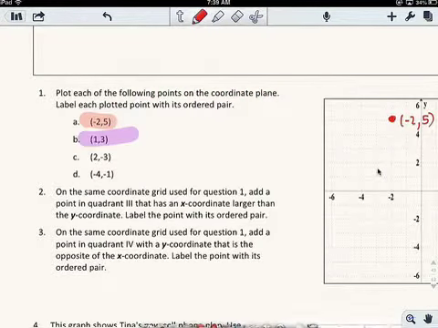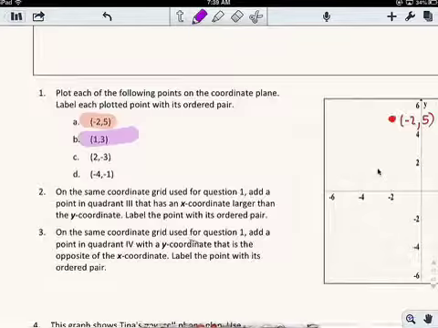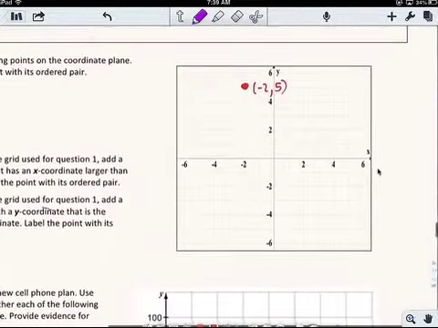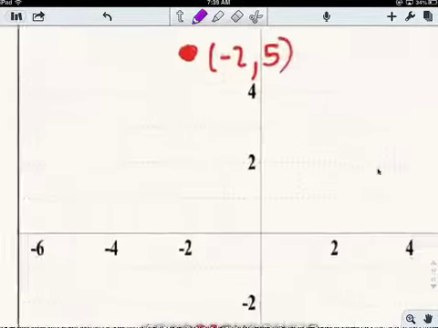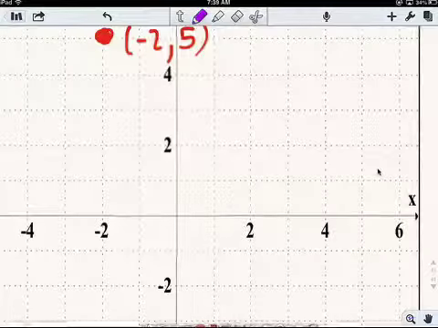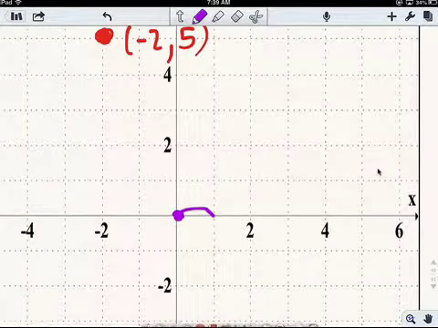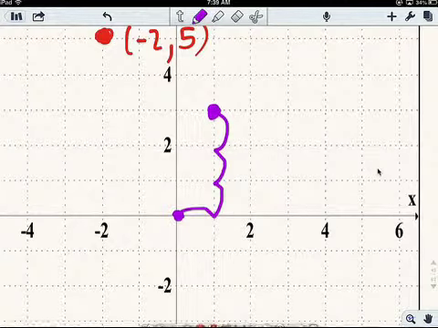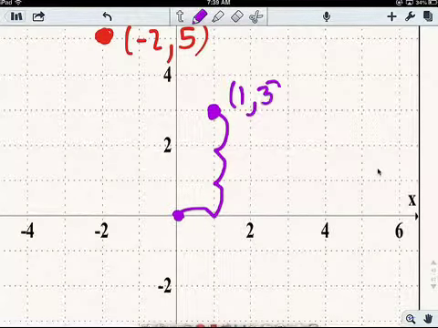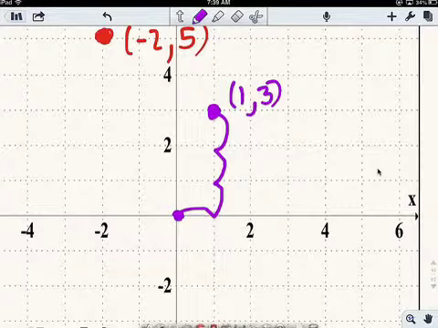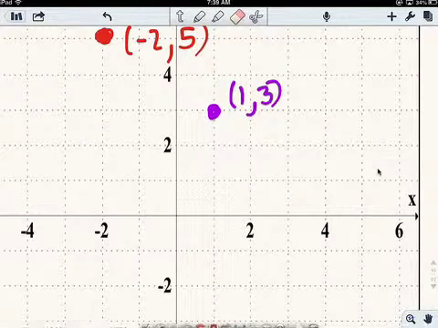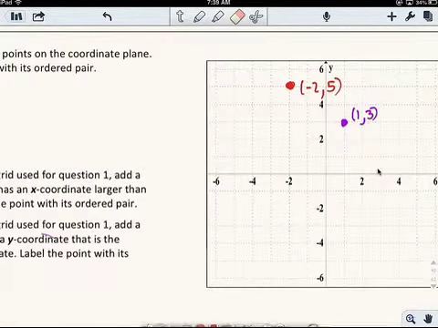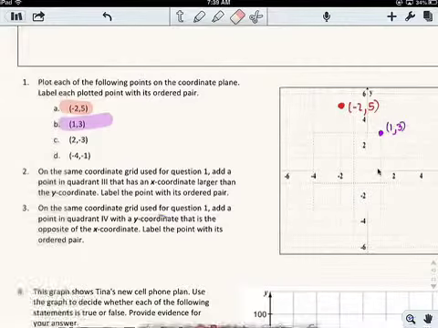In purple, 1, 3. So I'm going to go from the origin, I'm going to go over 1 and up 1, 2, 3. And so I get 1, 3. So that literally says right 1, up 3 from the origin. I'll get rid of my work here. Of course, you can do the same thing as long as you're working in pencil.